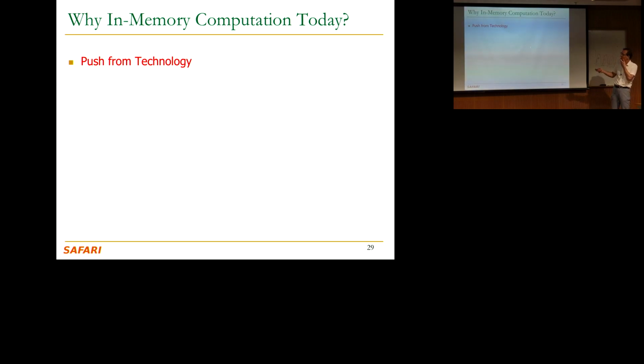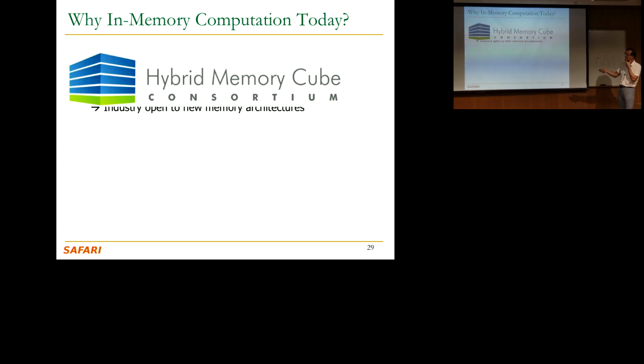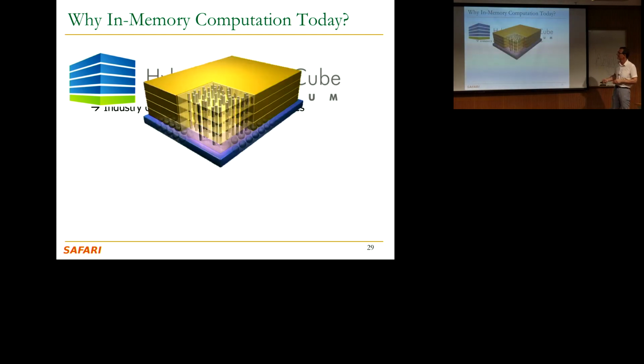Yeah, so today, I think there's a huge push from technology, as I said. DRAM scaling is in jeopardy, and we covered that a lot in the previous lectures. And we have controllers close to DRAM. Industry is open to new memory architectures. This is one example. You have 3D-stacked logic and memory. High bandwidth memory already exists. Fundamentally, it can be 3D stacked like this.